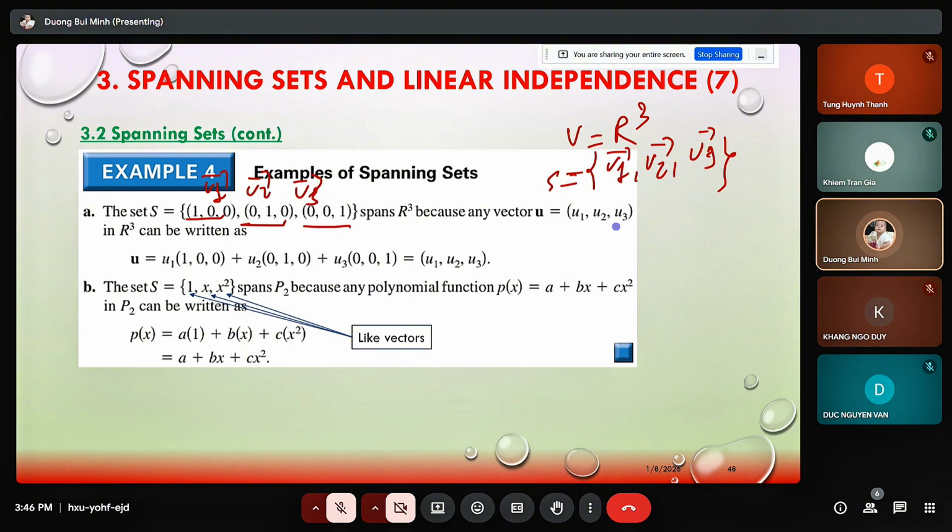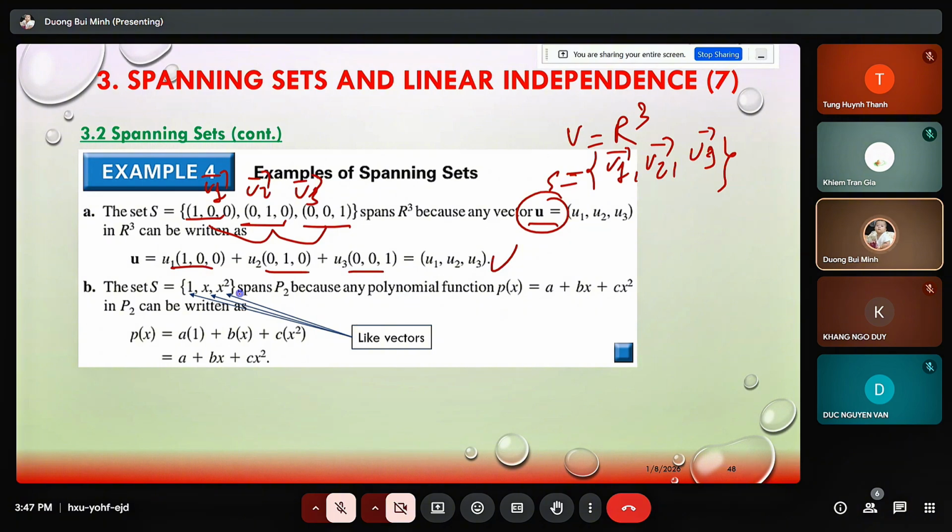So if we can demonstrate that any vector U belonging to vector space R3 is a linear combination of V1, V2, V3, we say S is a spanning set. What is it? This is the standard unit vectors, right? So any vector U, we can get as a linear combination of the standard unit vectors. So this one is a spanning set.